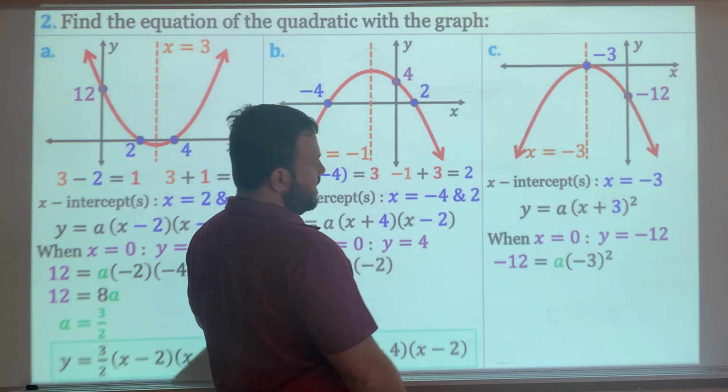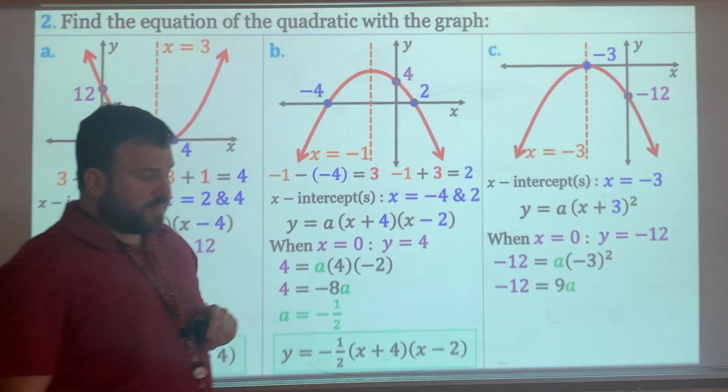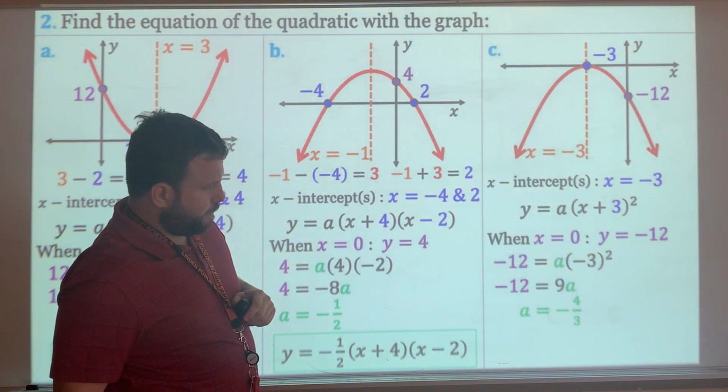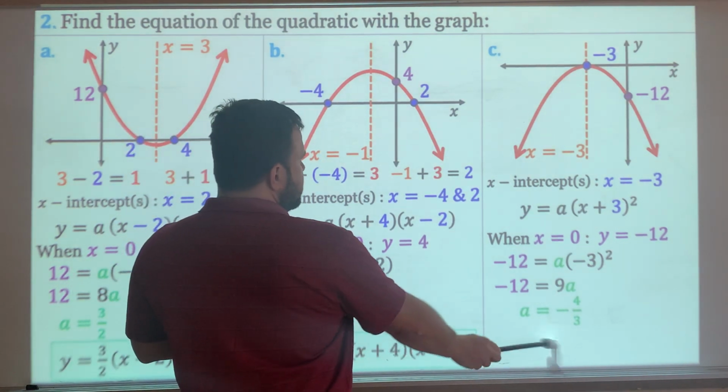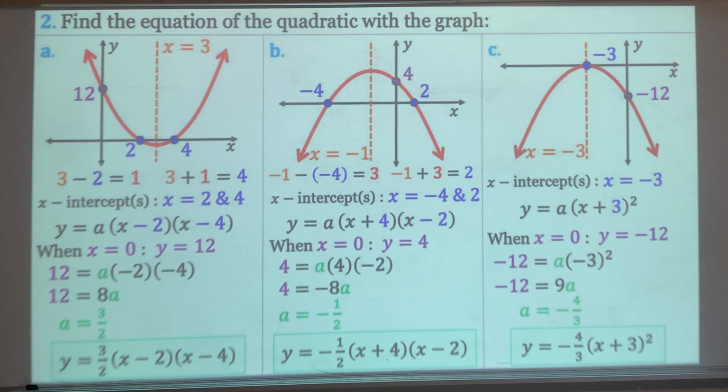3 squared is 9. Negative 12 equals 9a. Negative 12 divided by 9, you can take a 3 out of each one. You get negative 4/3 equals a. So y equals negative 4/3, x plus 3 squared. All right?